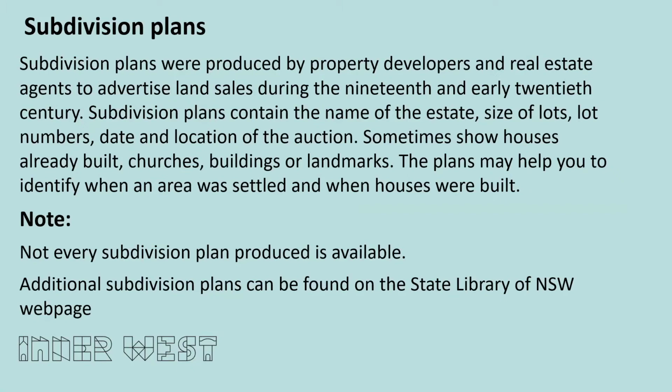Subdivision plans were produced by property developers and real estate agents to advertise land sales during the 19th and early 20th century. Subdivision plans contain the name of the estate, size of lots, lot numbers, date and location of the auction. Sometimes they show houses already built, churches, buildings or landmarks. The plans may help you to identify when an area was settled and when the houses were built.